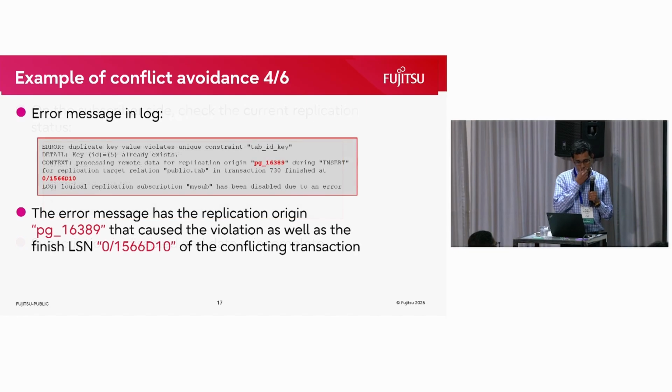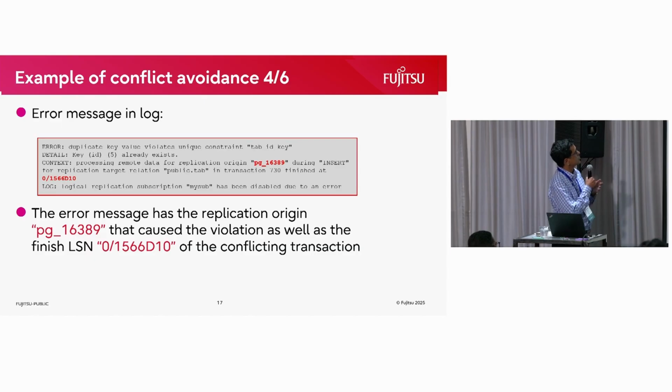Let's look at the error message that showed. The error message shows that there's a key ID 5 that already exists. And also it mentions what is the origin that caused the conflict, as well as the finish LSN of the transaction that caused the conflict. So that's 2 new pieces of information that are added in PG15 that we now know.